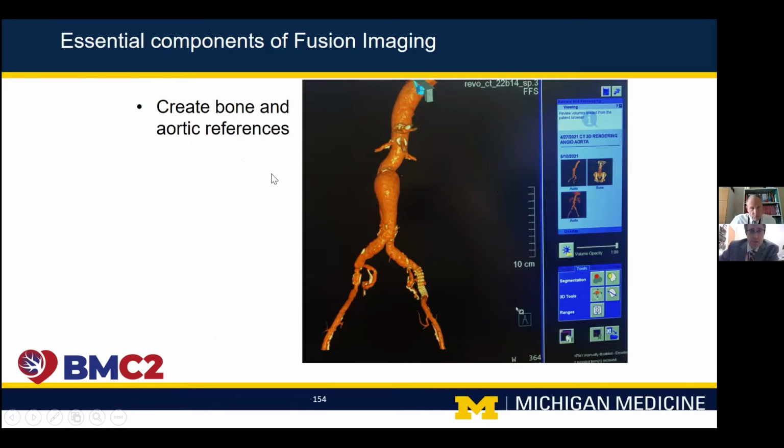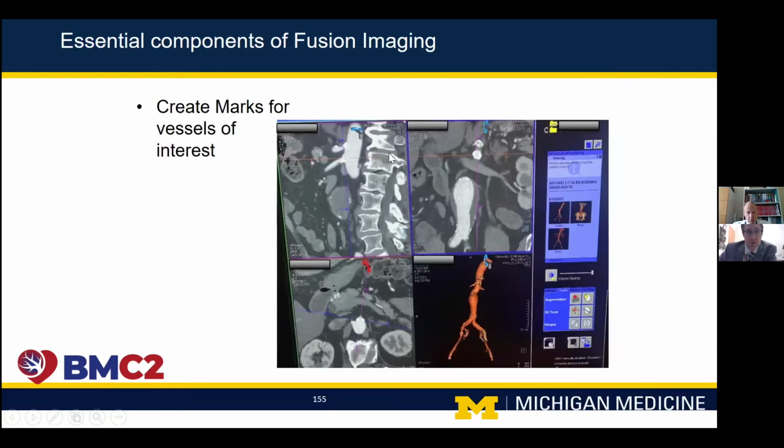The first steps of this are really creating reference images. You have to have a bone reference and an aortic reference. What that means is you segment, you remove either the bone or the other structures to give you two images. And these two images are going to be used as your roadmap. This is really what is getting registered, meaning aligned with the patient on the table. So you align those two, and then after you've created those two, you have to go through and mark the things that you want to mark so that you can put them up on the screen.